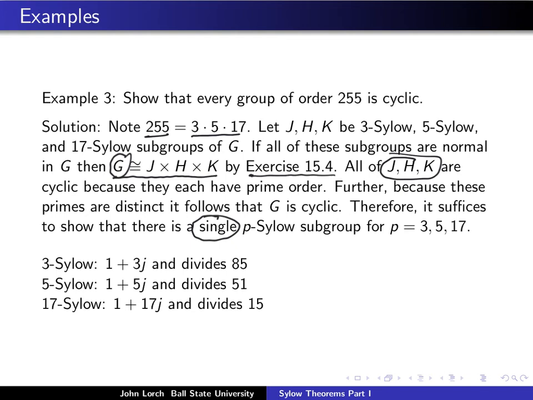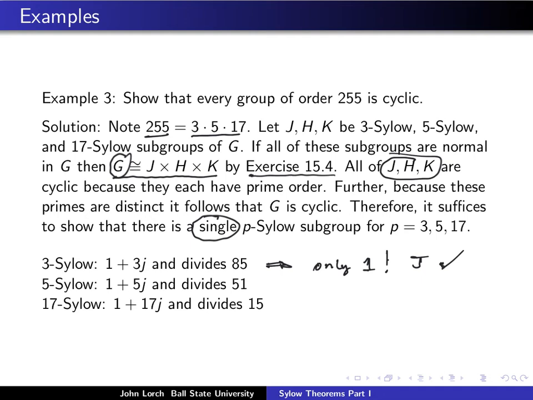So the number of 3-Sylow subgroups has the form 1 plus 3j and divides 85. And what that means, if you examine this for a little bit, you'll see that there is only one 3-Sylow subgroup. And so we're in good shape for J, right? J then, which is our 3-Sylow subgroup that we've been given, that must be normal, right? So we're in good shape for 3-Sylow subgroups.